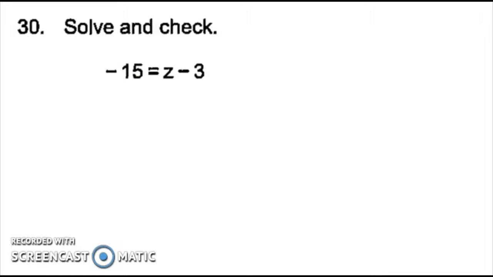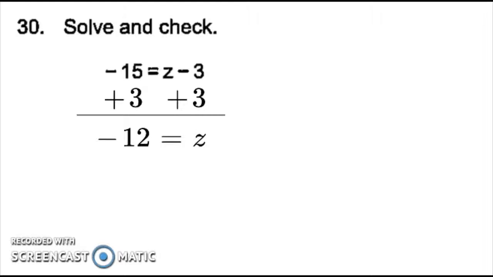Number 30 is asking you to solve and check. So we see that in order for z to be by itself, this negative 3 has to be moved. To undo that minusing 3, we got to add 3. The opposite of subtraction is addition, so we add 3 to both sides. Negative 15 plus 3 is negative 12. So z is going to equal negative 12, so let's check it.